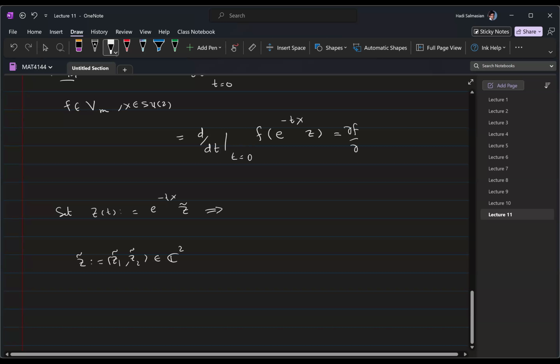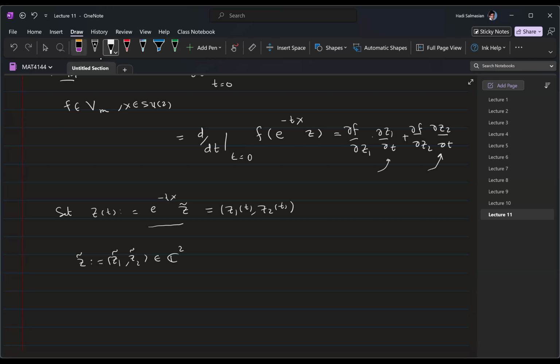So I have df/dz1 times dz1/dt plus df/dz2 times dz2/dt. This is just the chain rule of calculus, right? But what are z1 and z2? z1 and z2 are just the coordinates of this. So I just write this as z1 tilde. Okay. And when I differentiate these, it's not difficult to see what it is, because this is the derivative of an exponential, I get this minus x.